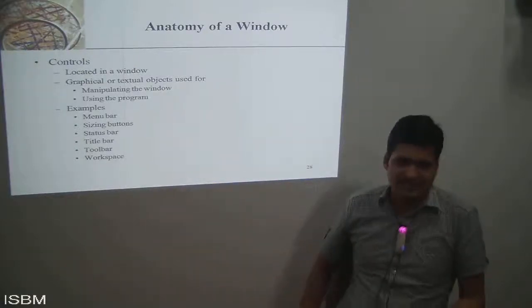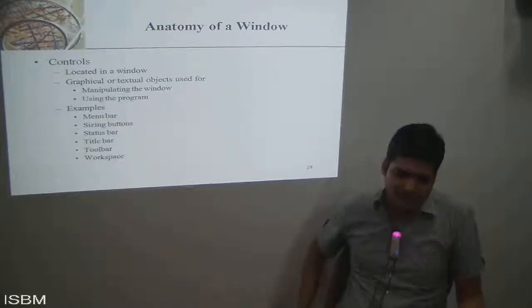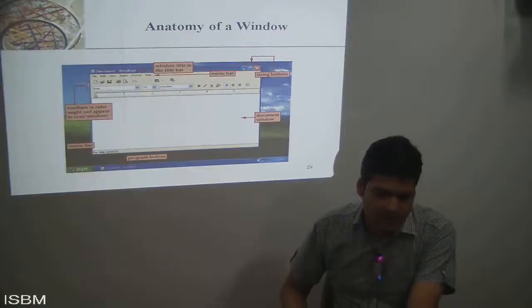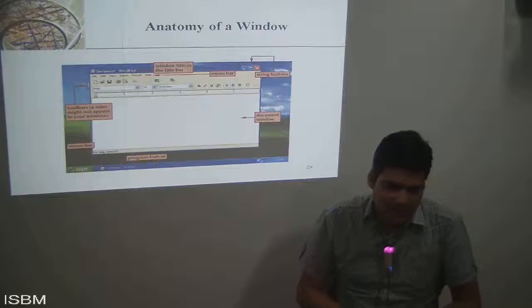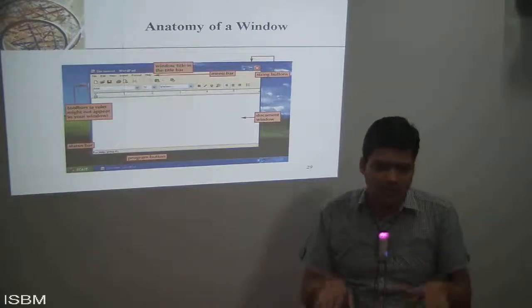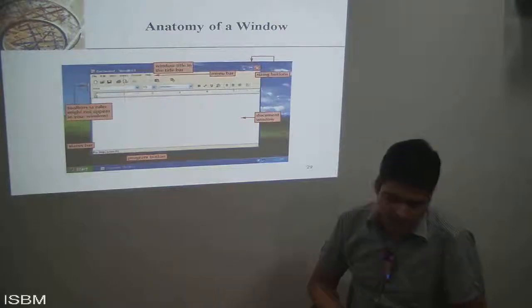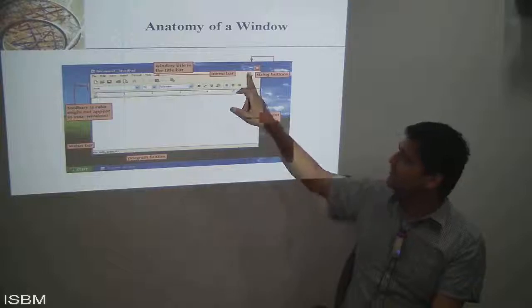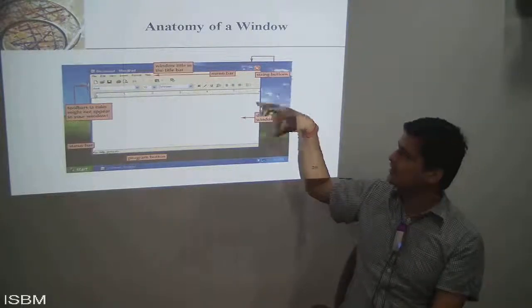These are the examples: menu bar, sizing buttons, status bar, manipulating the window. All these things we can do. Then this is basically Word, which is shown in the window. In the window showing Word, you can see the different parts here. These are the sizing buttons. If you want to minimize, maximize, close, all the sizing buttons.